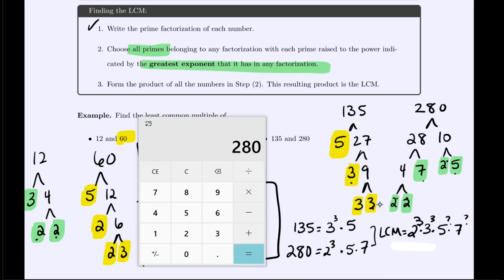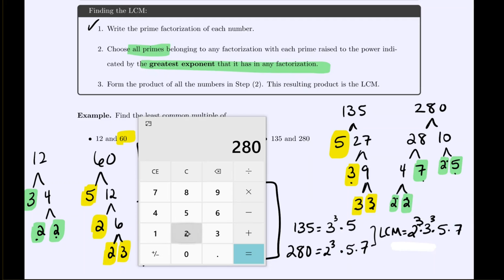For 5 occurs in both cases just to the first power, so the greatest that we could choose is to the first power as well. And 7 occurs only once to the first power, so the greatest option is 7 itself. So that's the least common multiple.